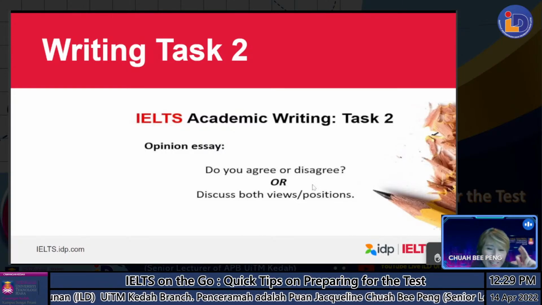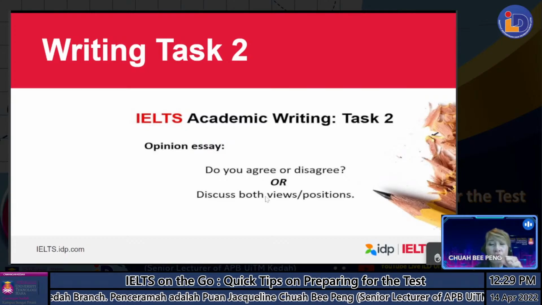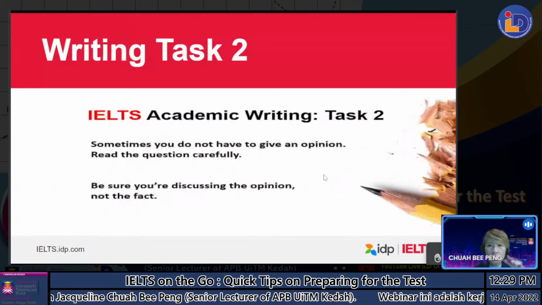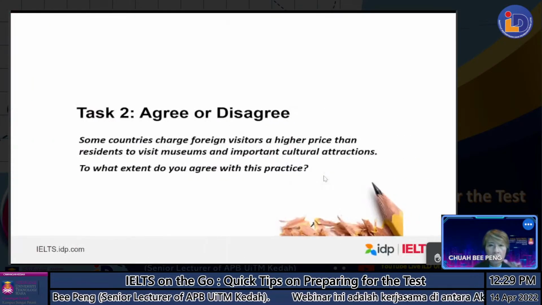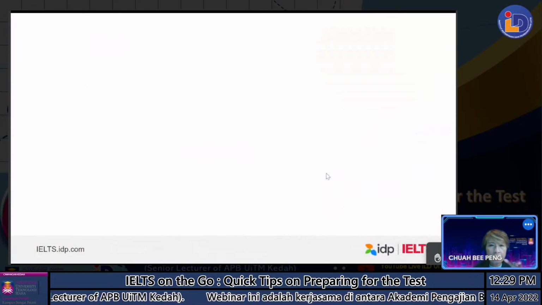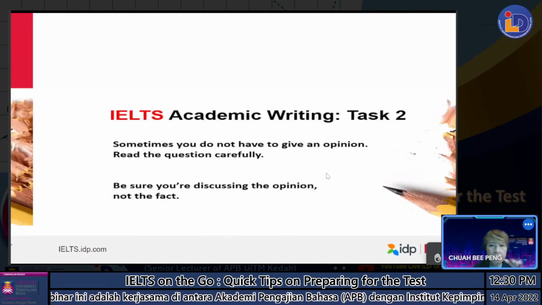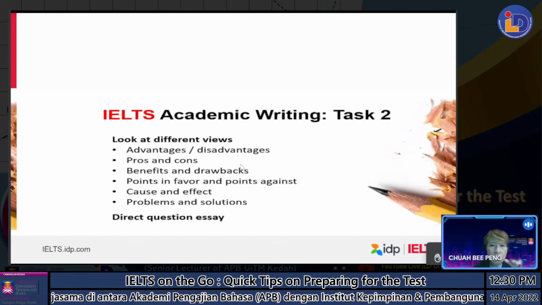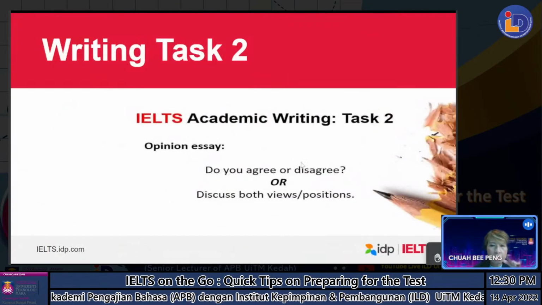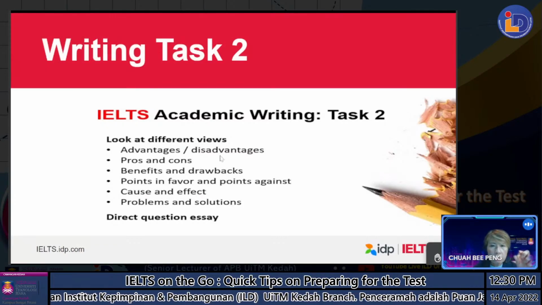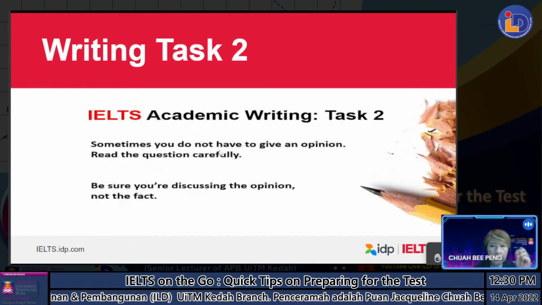And it says discuss both views and positions. I'm not too sure whether it comes with this question type or not. Let me see. Yeah. Okay, here. All right, hang on. Okay, just a very quick one. Later on, when we look at the sample, I will show you how. Discuss both views. Okay, so I'm going to skip this. No point looking at this.